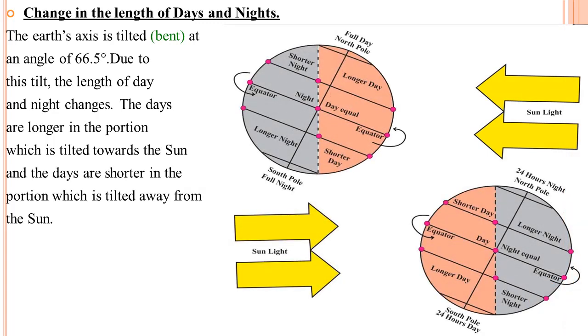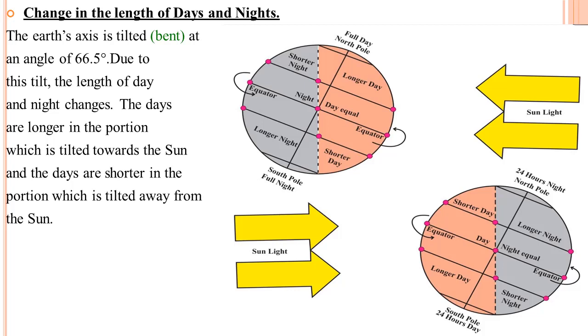The Earth's axis is tilted, meaning bent, at an angle of 66.5 degrees. Due to this tilt, the length of day and night changes. The days are longer in the portion which is tilted towards the sun, and the days are shorter in the portion which is tilted away from the sun.